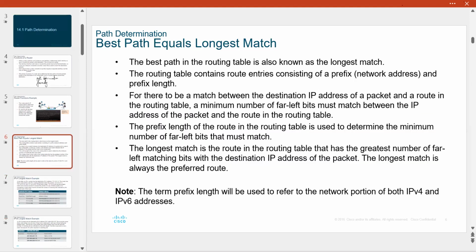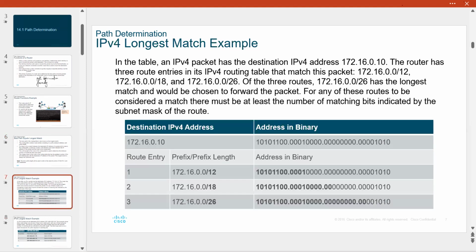With respect to matching, let me explain. If I have an IP address, this is the destination IP address that I have. I want to send a packet to this destination IP address, 172.16.0.10, IPv4 longest match. And in my routing table I have three routes with different prefix lengths: 12, 18, and 26. One of the ways a router knows which path to take first.